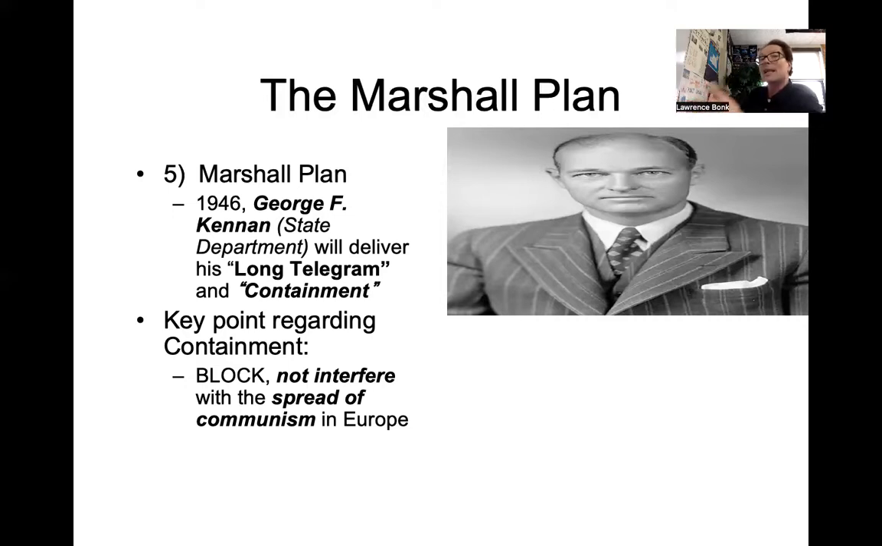So Kennan, in this long telegram, is going to propose a way in which the United States could stop the Soviet, again, further advancement and aggression into other parts of Eastern Europe. So what I'd like everybody to do is skip a full page and go to the right side of the next clean sheet of paper.